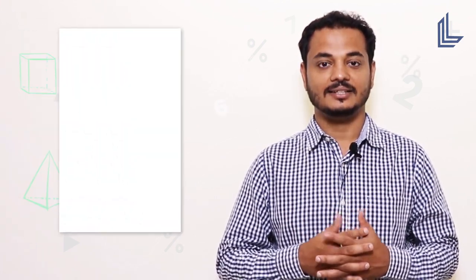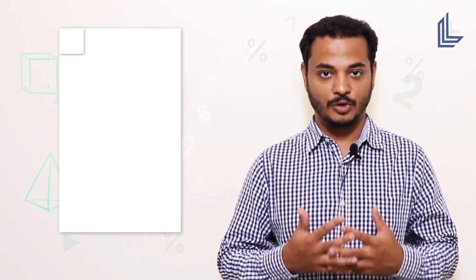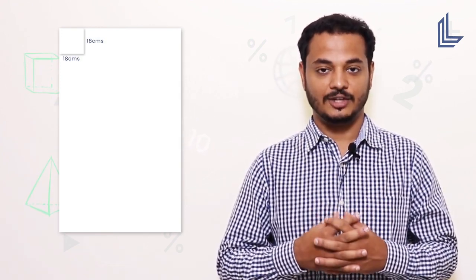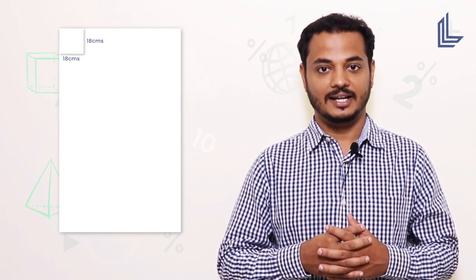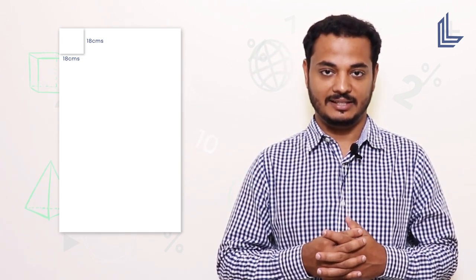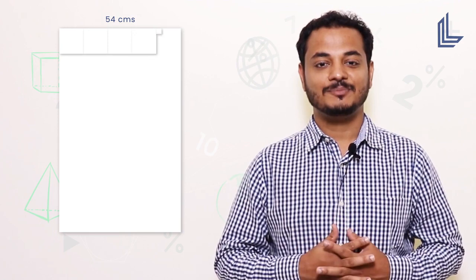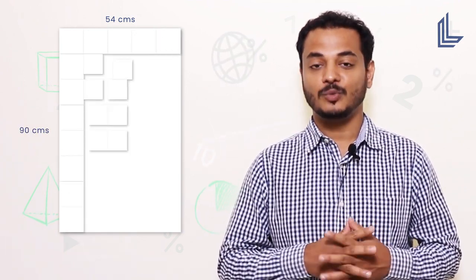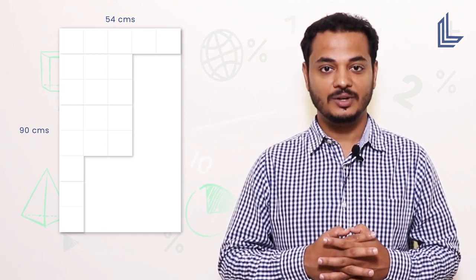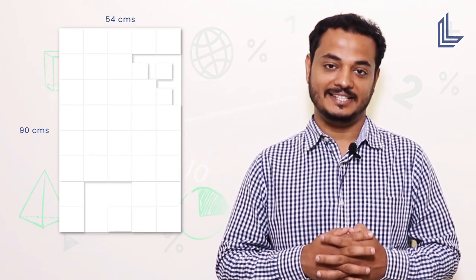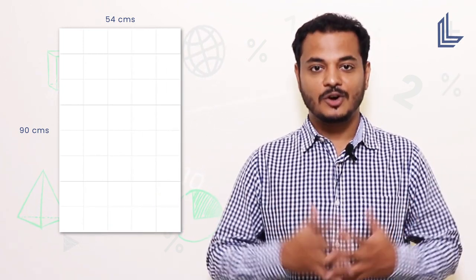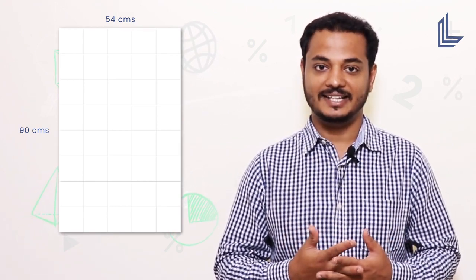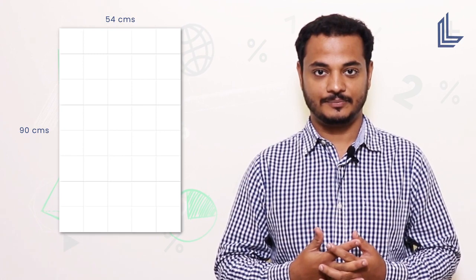It means that the largest possible square pieces that Adarsh can cut out of this rectangular board have a dimension of 18 centimeters. So the largest possible square pieces that Adarsh can cut without wasting any of the rectangular board have a side length of 18 centimeters. So we got the dimension of one such square piece as 18 centimeters by 18 centimeters.